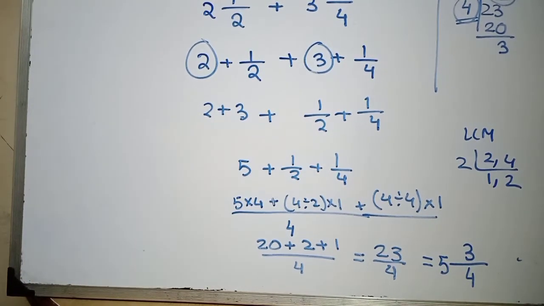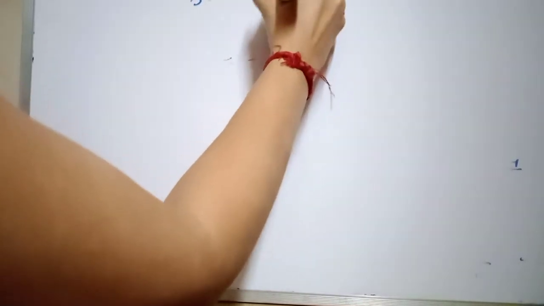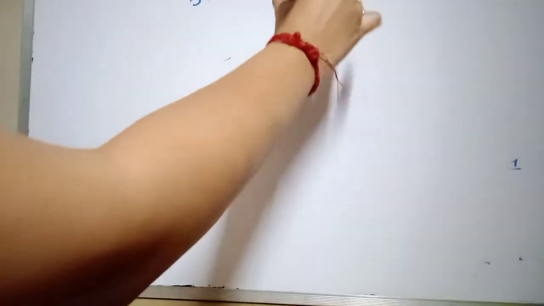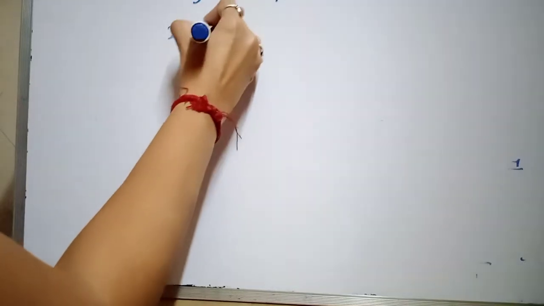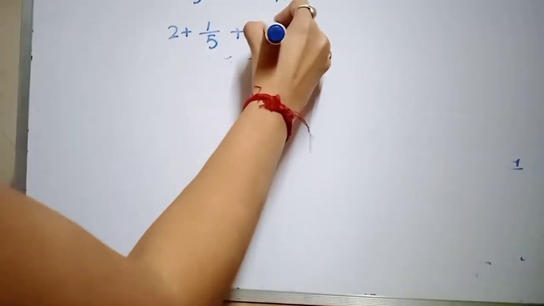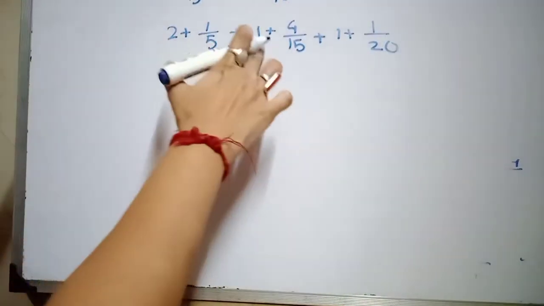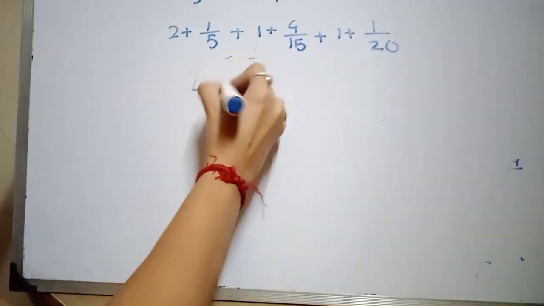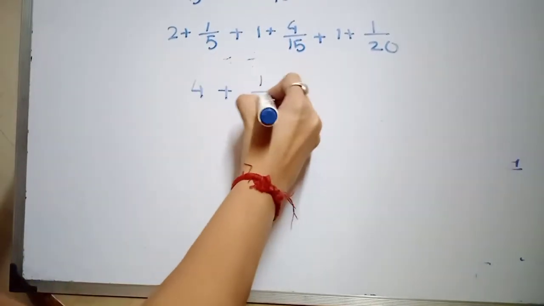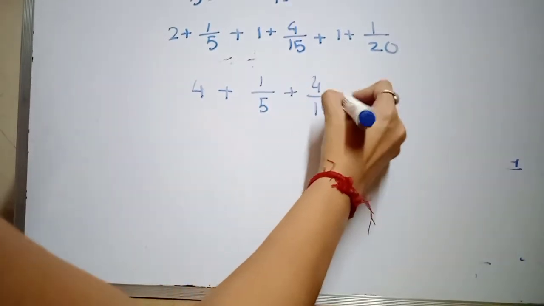Now let us take another, more difficult example. I am taking this from your book, on page 113. This is 2 1/5 plus 1 4/15 plus 1 whole 1/20. So what we will do is separate the whole numbers. Now I can see 2 plus 1 plus 1 is 4, so I am writing 4 here separately. Then 1/5 plus 4/15 plus 1/20.